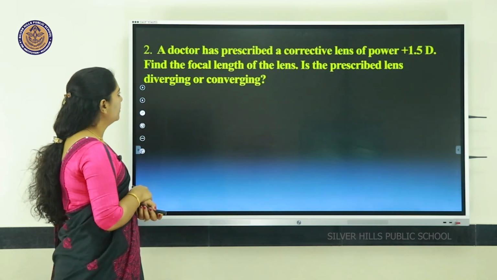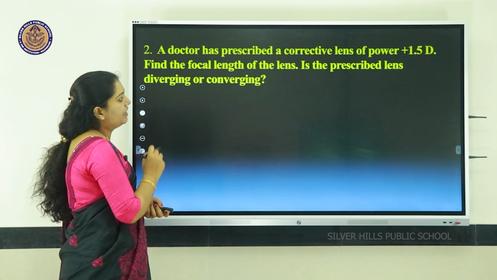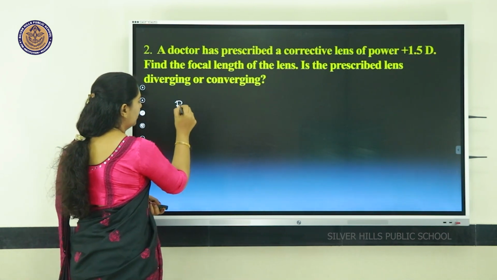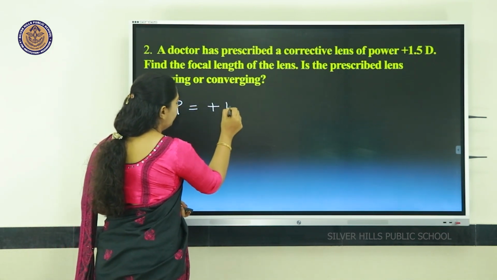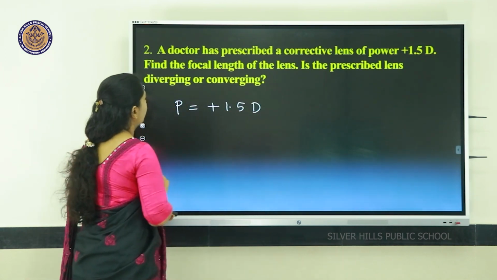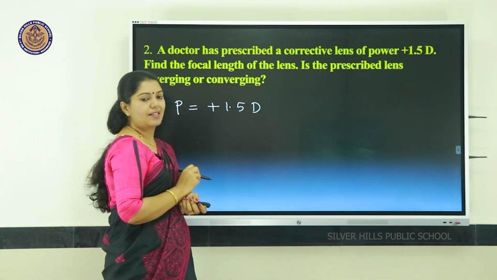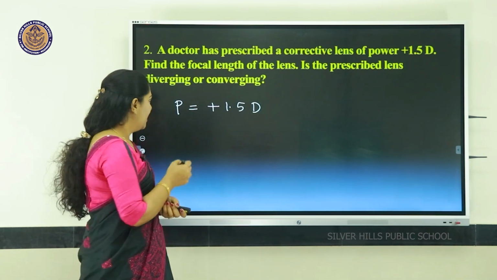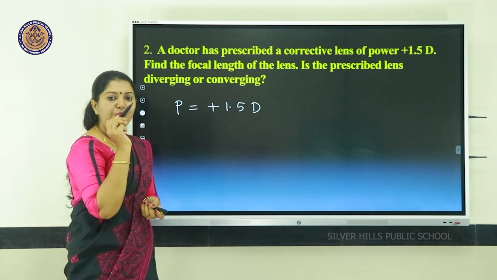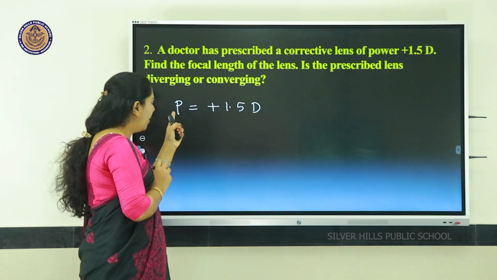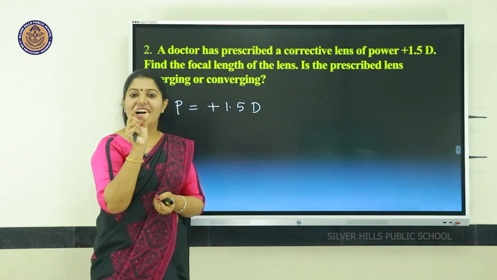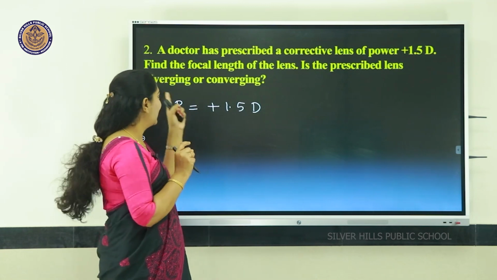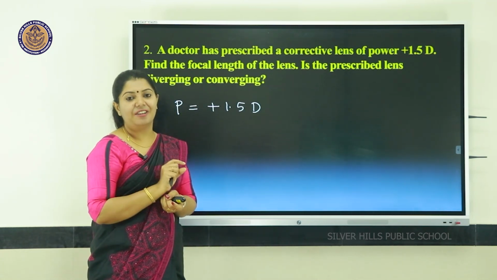Second problem. A doctor has prescribed a corrective lens of power plus 1.5 diopter. What is the power? P equals plus 1.5 diopter. Find the focal length of the lens. Is the prescribed lens diverging or converging? Power is given, plus 1.5 diopter. If the power of a lens is positive, then that lens is a convex lens. So, what type of lens is this one? This is a converging lens. Convex lens is the converging lens.